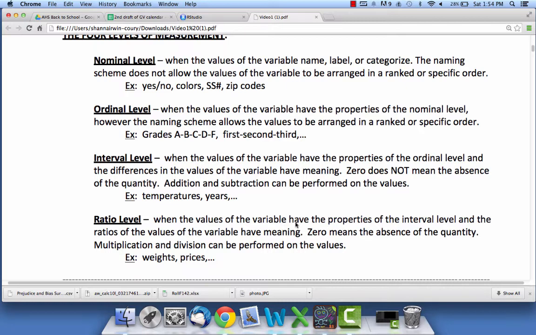The quick way to tell is consider what the zero means. If the zero means complete absence of whatever you're measuring, then it's ratio. So height, if you say somebody's 0 tall, then there's a complete absence of height. But if it's 0 degrees Fahrenheit, there's not a complete absence of warmth. The year 0 was not the absence of time, it was a year from which we started counting. So that's what makes those interval and not ratio.